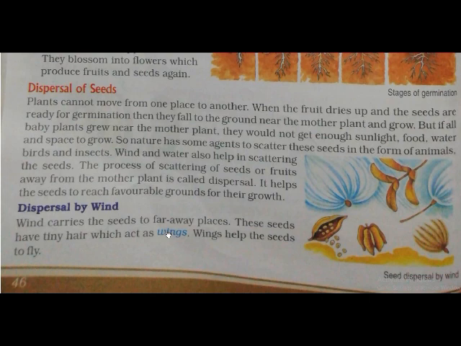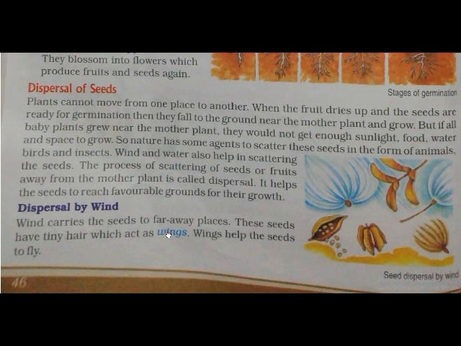Now we will be discussing about how the seeds get dispersed in different ways. So all of you listen very carefully. Dispersal by wind. Now we will discuss about the different agents of dispersal. Wind carries the seed to far away places. These seeds have tiny hair which act as wings. Wings help the seed to fly.